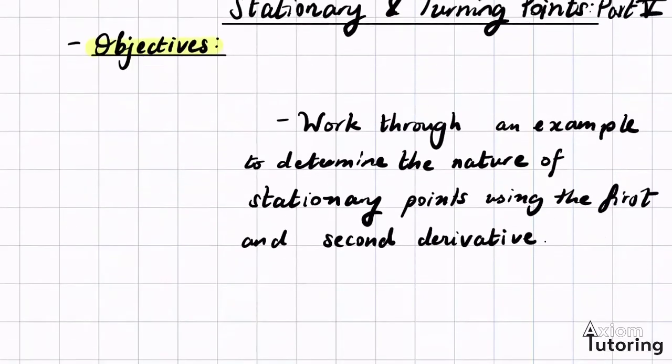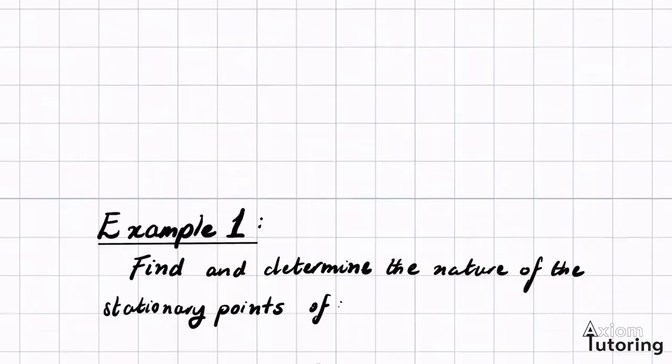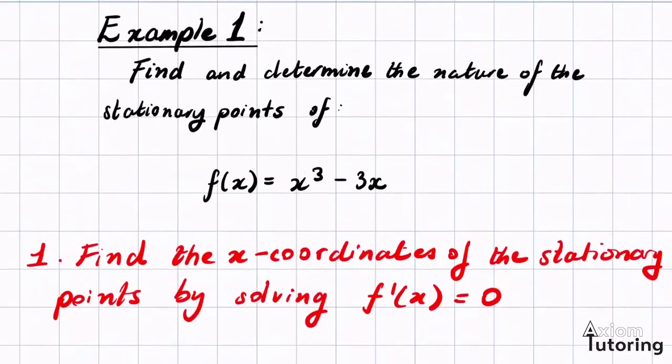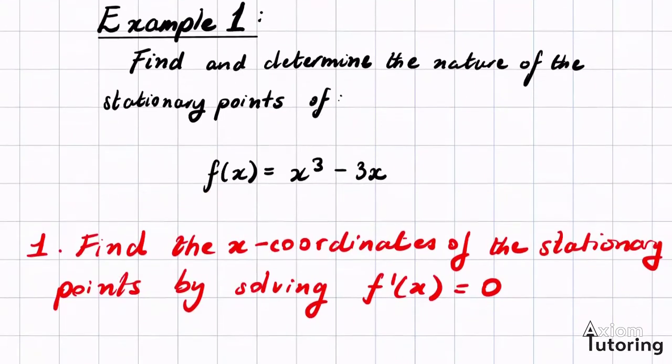So the objective for this video is just to work through an example to determine the nature of stationary points using the first and second derivative. So in this example, we want to find and determine the nature of the stationary points of f of x equals x cubed minus 3x. So this is the function we're working with.